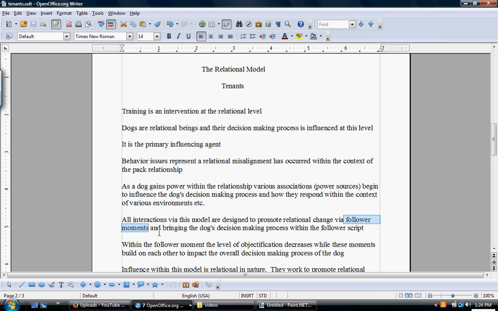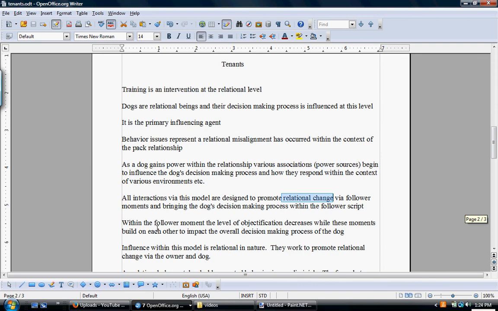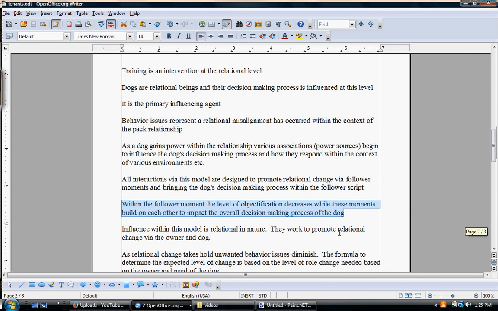dog thinks. So what I show is that behavior issues represent a misalignment, and they all branch off that tree or role. As relational change starts to take hold, the dog's decision-making process is impacted. One of the tenets of the system is just that: as the level of the owner being objectified decreases while these moments build, the overall decision-making process of the dog is also influenced.